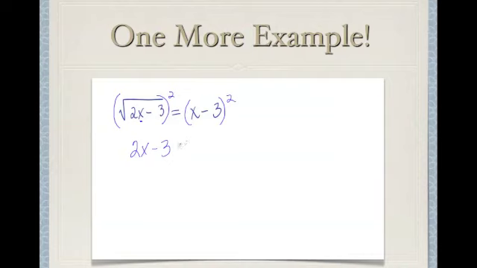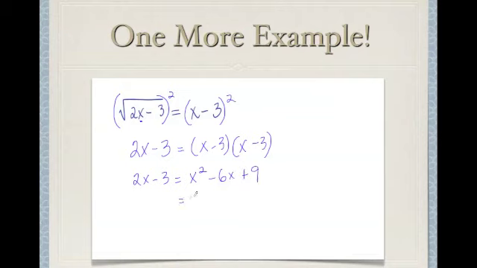On the right side, remember that this is a binomial squared. So that means x minus 3 times x minus 3. So I have to FOIL this out. So that will give me x squared minus 6x plus 9.